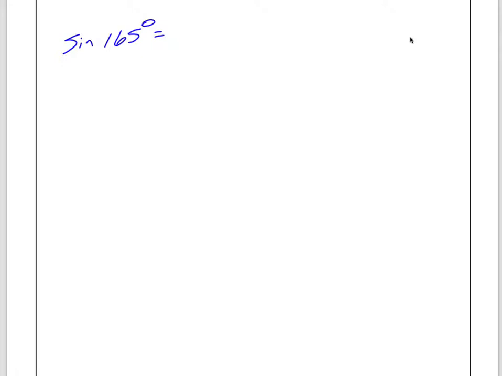So I want to use a half-angle identity to help me figure out what sine of 165 is. So what do you want to do to get started? Multiply by 2. So that means theta needs to be, what does that give me? 330. So my angle is 330. Okay, now what?